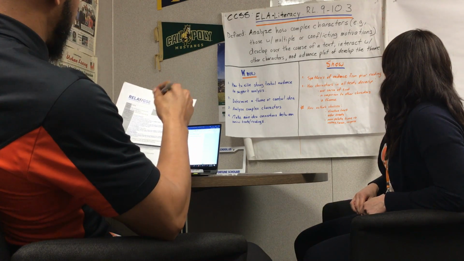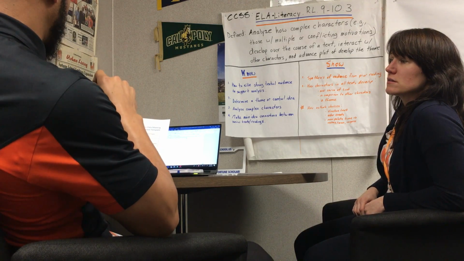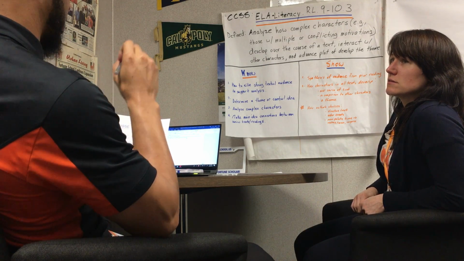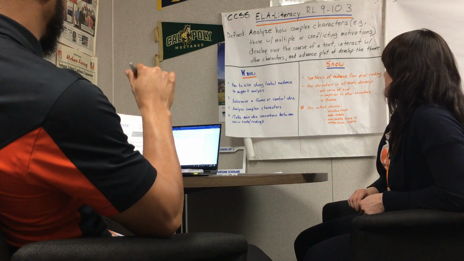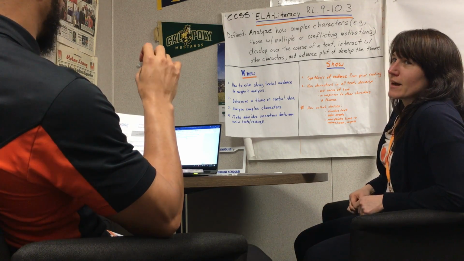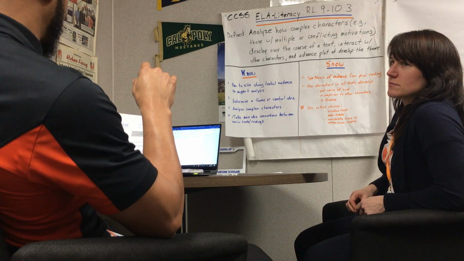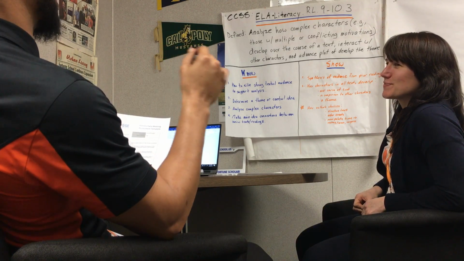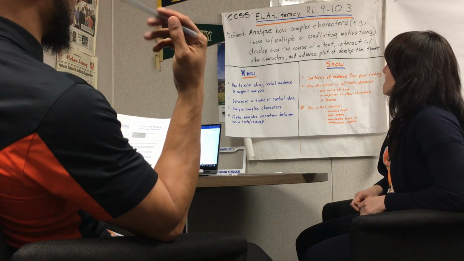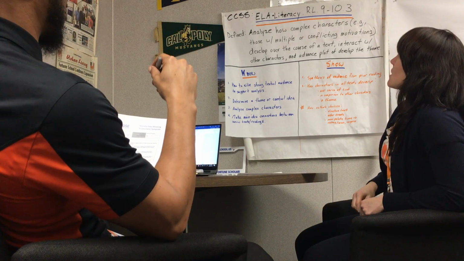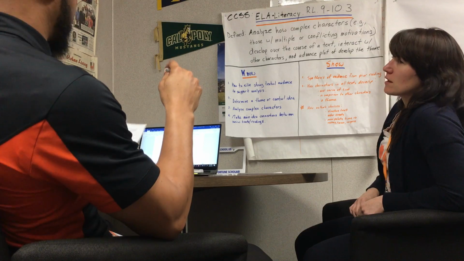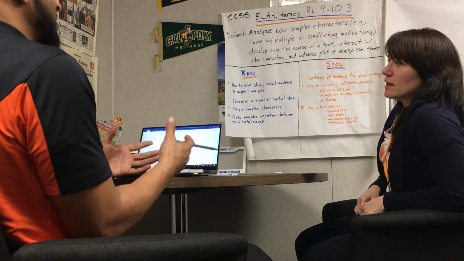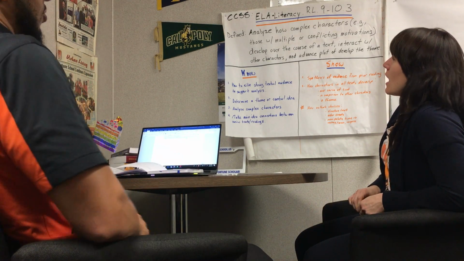So I also looked at the upcoming standard, RL 9-10.5, to see how this affects analyzing how an author's choices concerning how to structure a text, order events within it, and manipulate time create such effects as mystery, tension, or surprise. So the students are going a little bit deeper and asking, what is the author thinking here, in how they're connecting words and how that affects the characters from the author's perspective. I think that's where we're moving next.